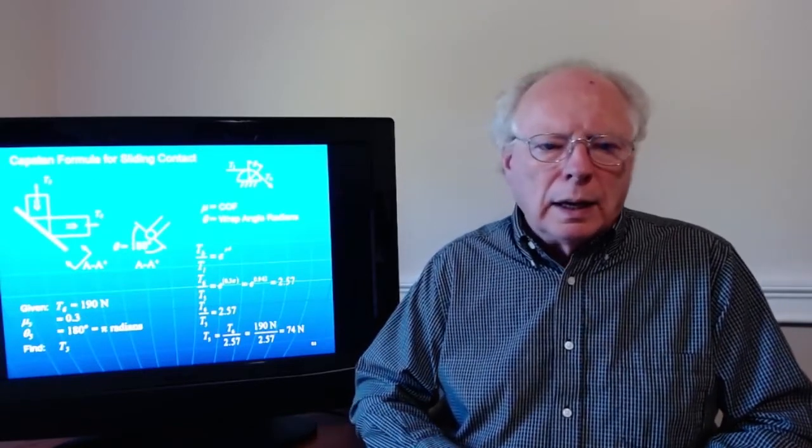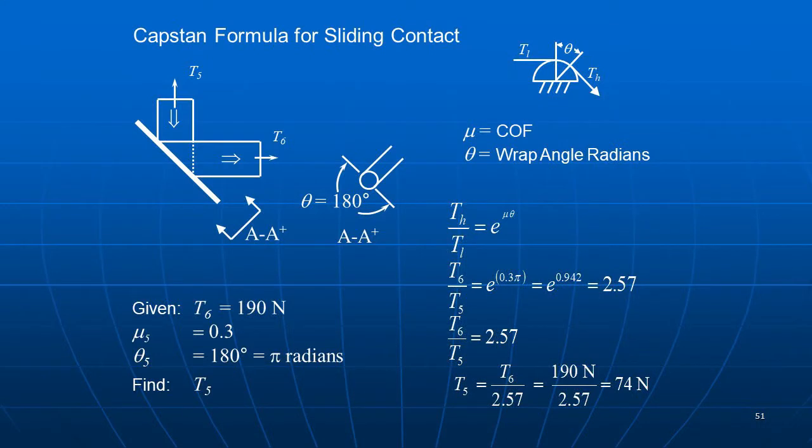So, an example calculation here. We've got a classic turn bar example where we have T6, the downstream tension, is 190 newtons, coefficient of friction 0.3. Wrap angle is 180 degrees or pi radians, and so we need to find the upstream tension, T5 in this case.